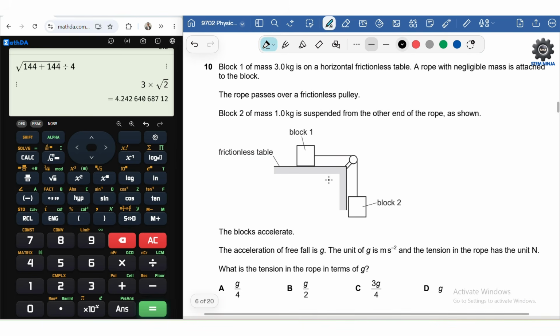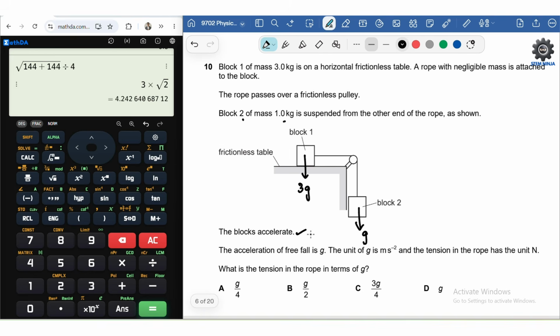A block 1 of mass 3 kgs is on a horizontal frictionless table. A rope with negligible mass is attached to the block. The rope passes over a frictionless pulley. This is 3 kgs, so 3g. Block 2 of mass 1 kg is suspended from the other end of the rope. So this is your g, 1g basically. Weight, by the way, we're talking about weight, not mass.